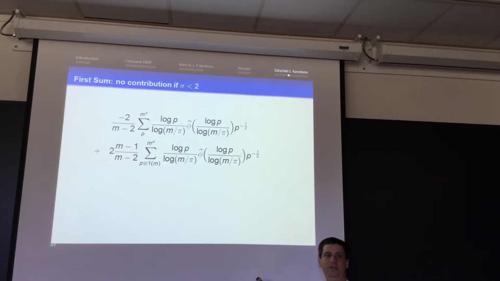We're dividing by an m. If sigma is less than 2, we have a higher power in the denominator than we have in the numerator, and it should go to 0. So basically, you should be able to get up to sigma a little bit less than 2 over here. For this one, it's a little bit harder, because we have a sum over primes that are 1 mod m. Oh crap, this is of size 1.